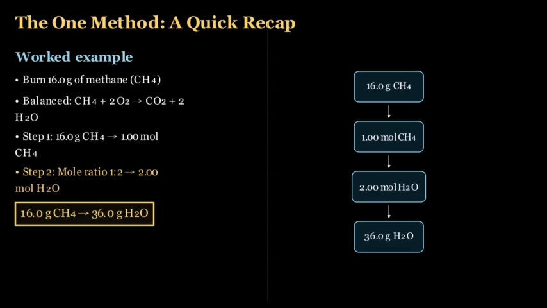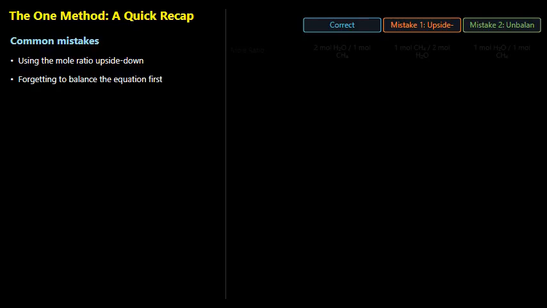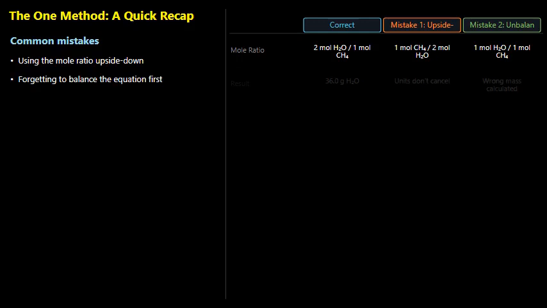2 mistakes break this chain more than any others. The first is using the mole ratio upside down. If you accidentally put the starting substance on top instead of the target, your units won't cancel, and you'll get a nonsense answer. Always check that the unit you want to cancel is on the bottom. The second mistake is forgetting to balance the equation first. An unbalanced equation gives you wrong coefficients, which means a wrong mole ratio, and every step after that will be off. Always balance before you start the 4-step chain.